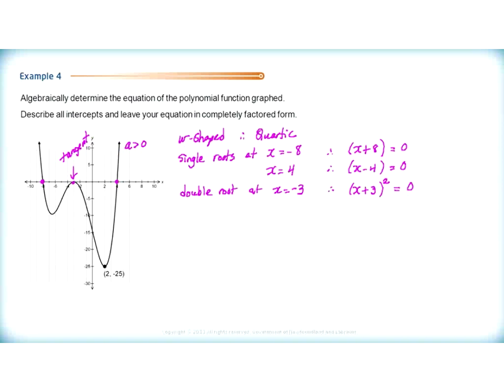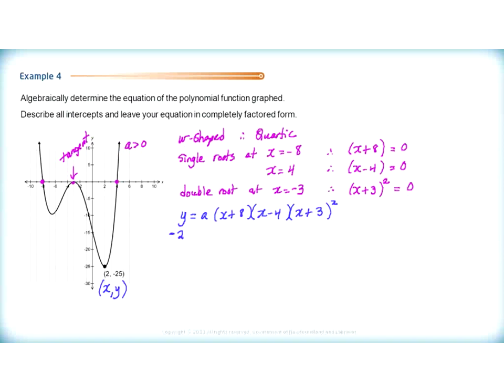So far we have y equals a outside of x plus 8 multiplied by x minus 4 multiplied by x plus 3 all squared. In order to determine the value of a, we need to pick a point that the graph of the polynomial function passes through. We are given that the function passes through (2, -25). So we will substitute these values in for x and y to determine the value of a.